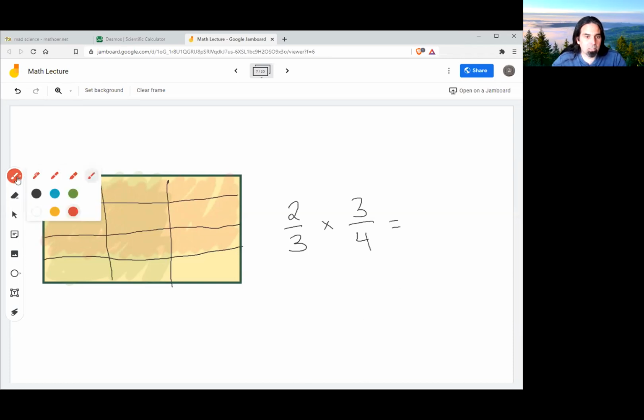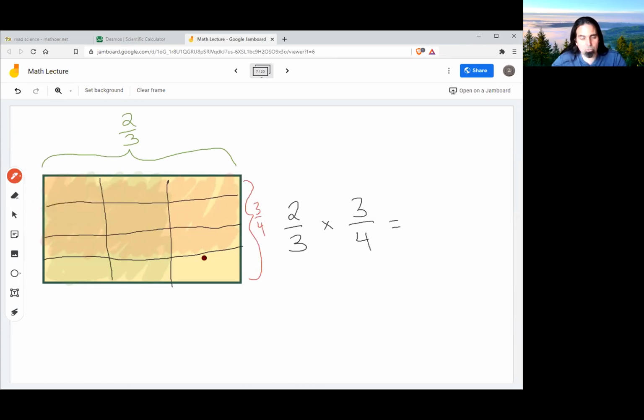Maybe it would help us to label things. The 2/3 we were looking at on the top or bottom. The 3/4 we're looking at on the left or right. That makes this look crowded. I'm gonna scoot that over. Okay, so how much is overlapped? First, what size piece do I now have?